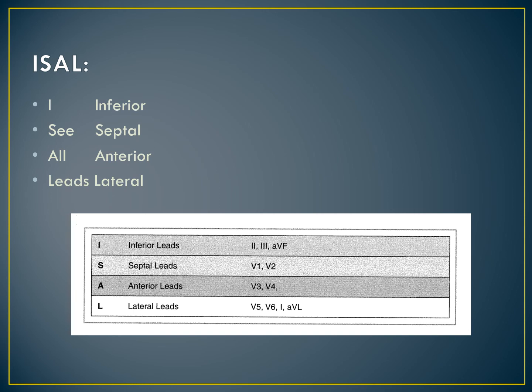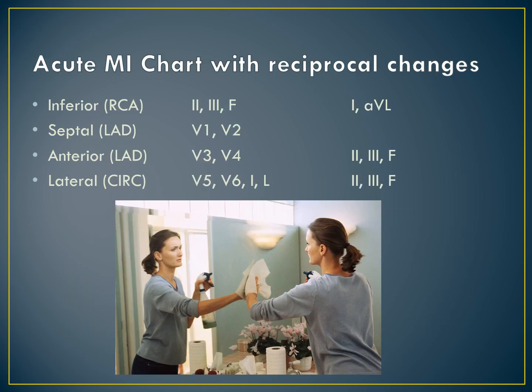S stands for septal and relates to leads V1 and V2, while the A in I See All Leads stands for anterior and relates to leads V3 and V4, and the L, or leads, stands for lateral and relates to leads V5, V6, 1, and AVL. We spoke previously about the mirror images, or the reciprocal changes, and on this slide you can see that the reciprocal changes relate to either 1 and AVL or 2, 3, and AVF.